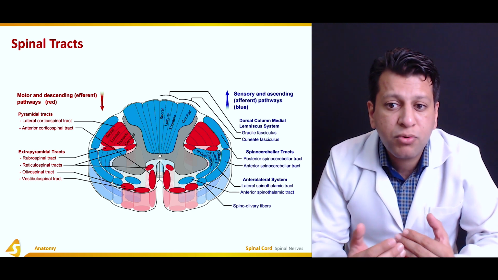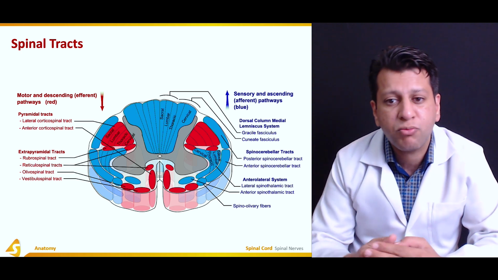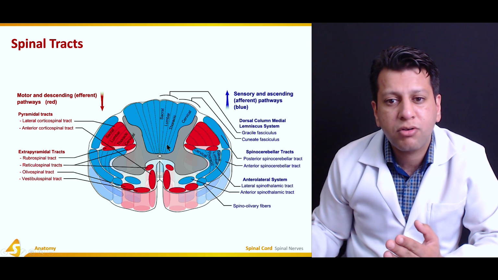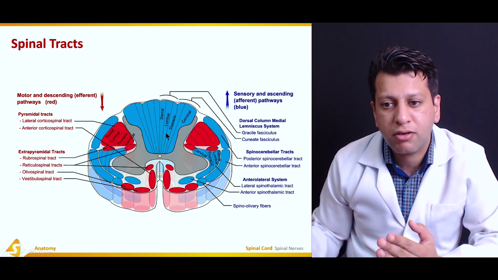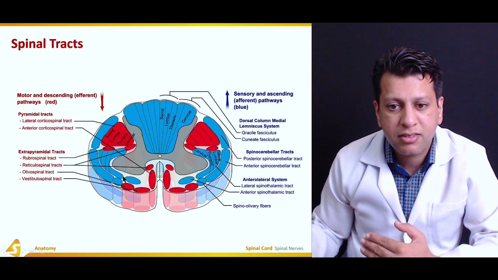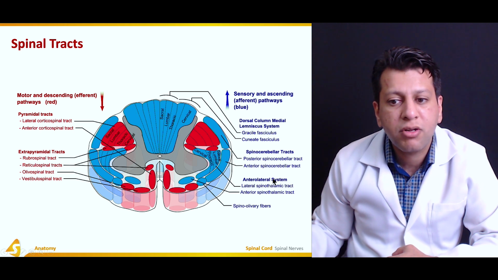Now mainly they form two systems: the dorsal column, that is the posterior system, and the anterolateral system. Why? Because if they are arranged posteriorly, they're called the dorsal column or posterior column, while those arranged on the anterior lateral aspect, as this is the anterior side and this is the lateral side, form the lateral spinal thalamic and anterior spinal thalamic tract.